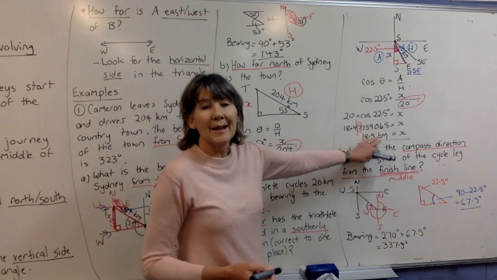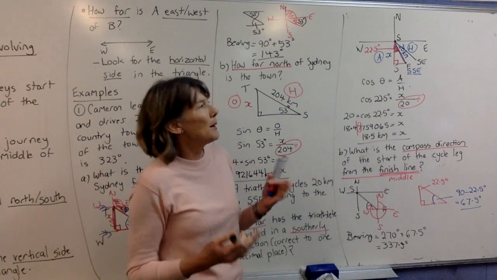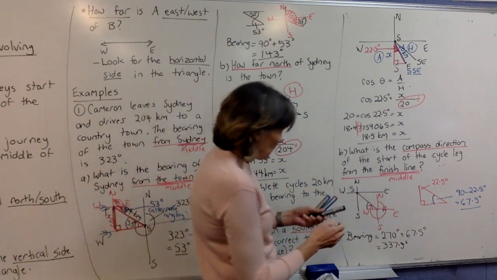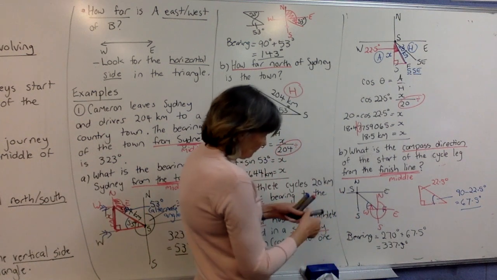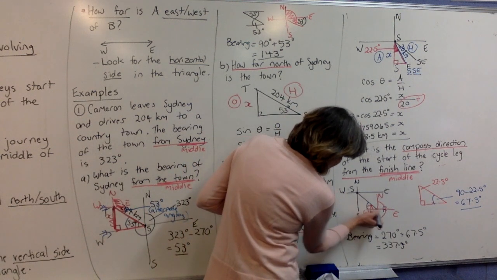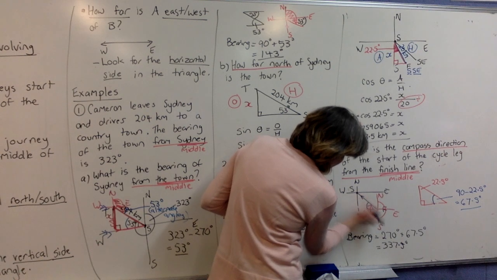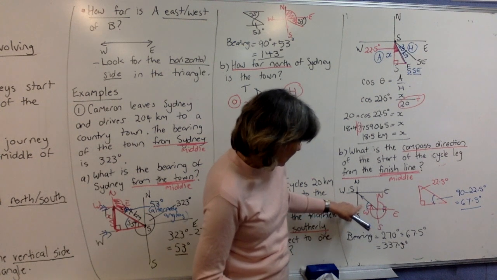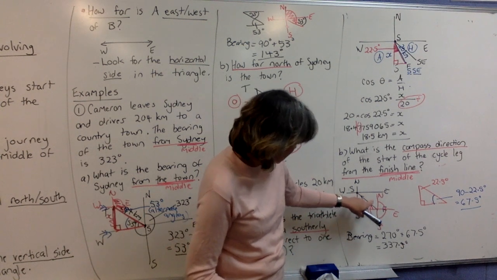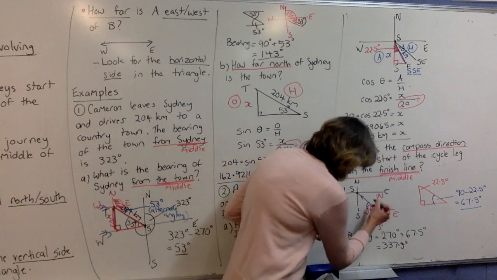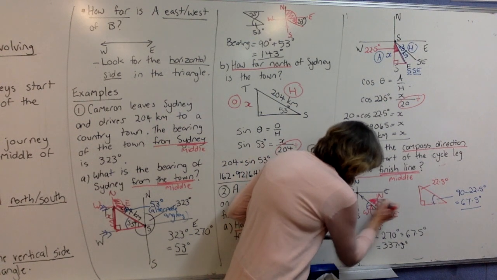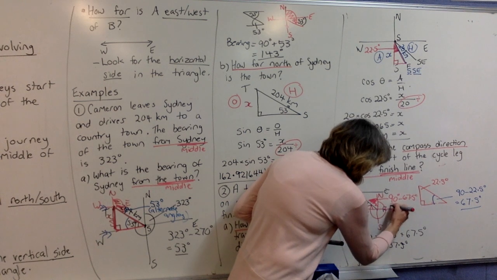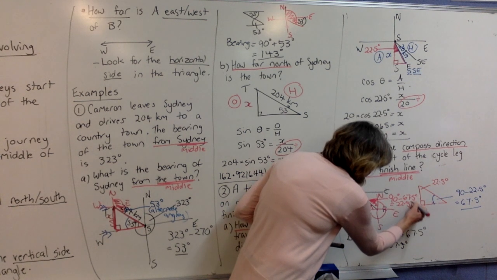But this question says compass direction. So the compass bearings, remember, are the ones that always use the north, south, east and west stuff. So what we want to know is, what direction is that heading there? Okay, well we've just found that this angle here is 67.5. So that leaves this one here to be 90 take away 67.5, which gives you 22.5 degrees.